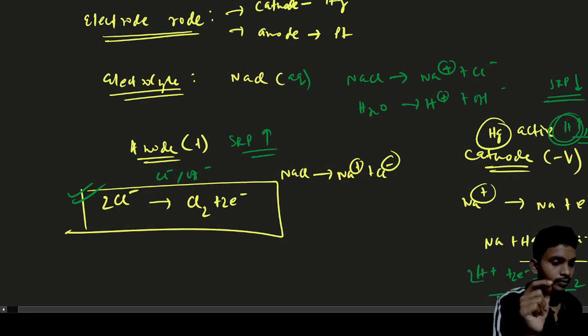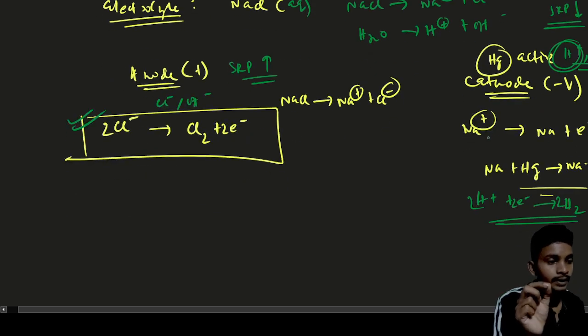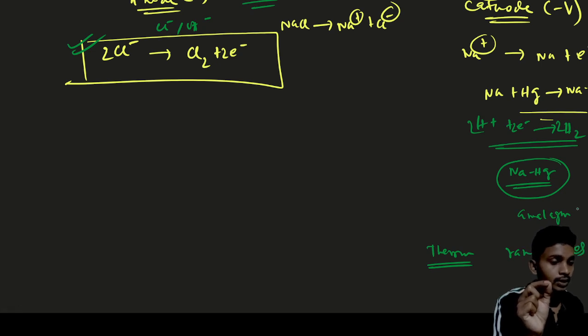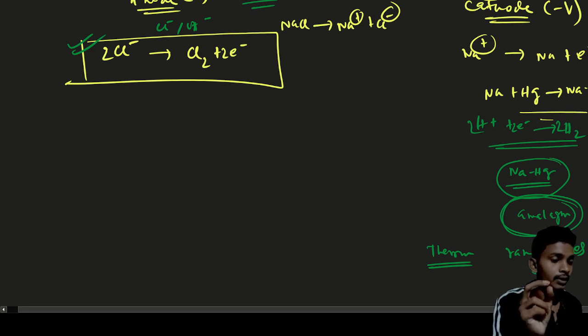This should happen. But what happens here is that NaHg, the amalgam, will be prepared. And in thermodynamics we know that if randomness decreases, because a liquid is forming, then the process is spontaneous. If anything happening in the system is spontaneous, then that will be dominant.